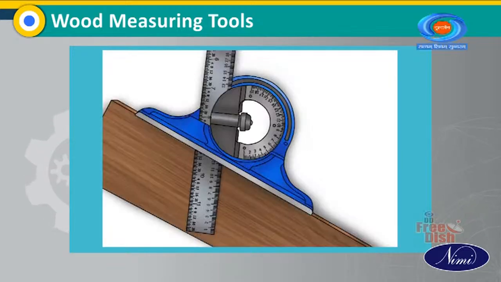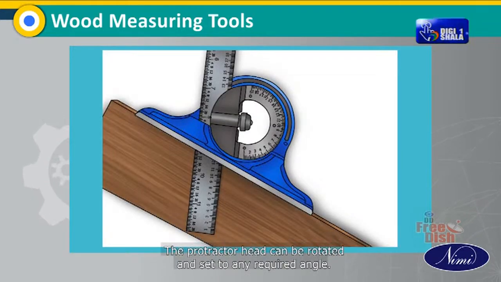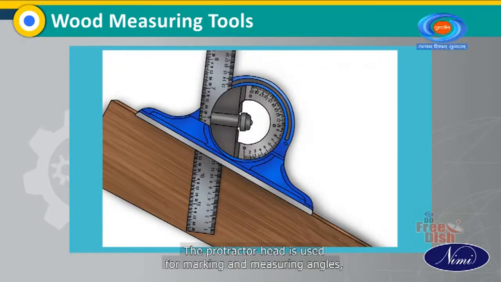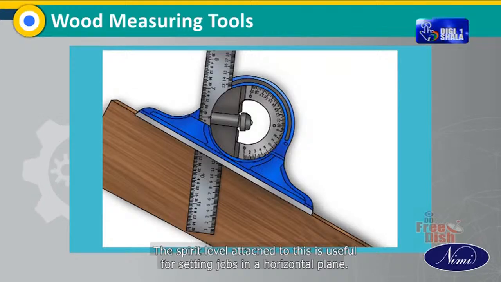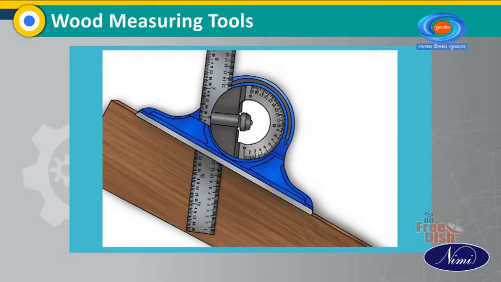Protractor head. The protractor head can be rotated and set to any required angle. The protractor head is used for marking and measuring angles within an accuracy of 1 degree. The spirit level attached to this is useful for setting jobs in a horizontal plane.